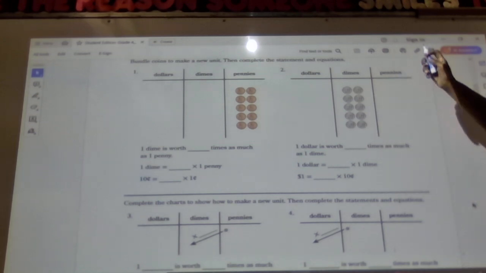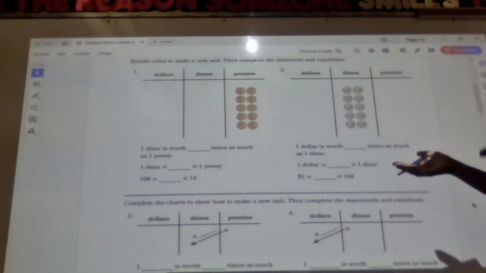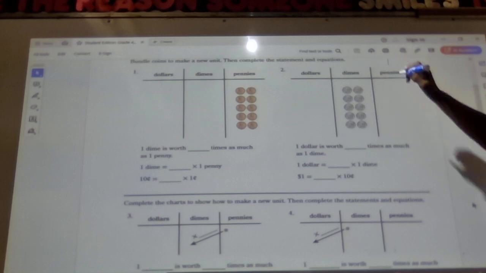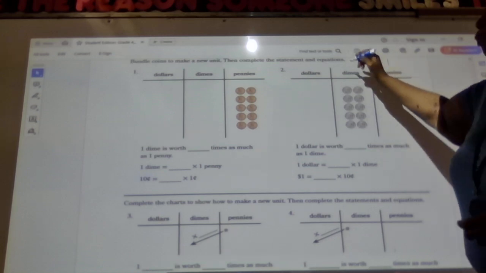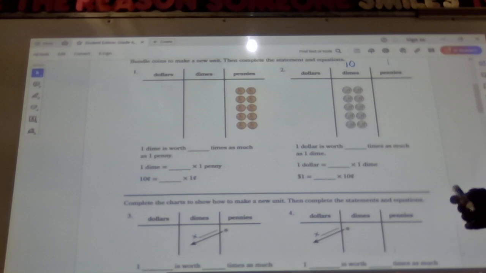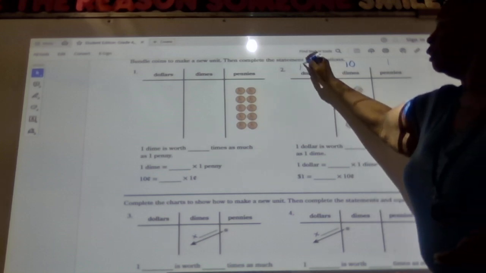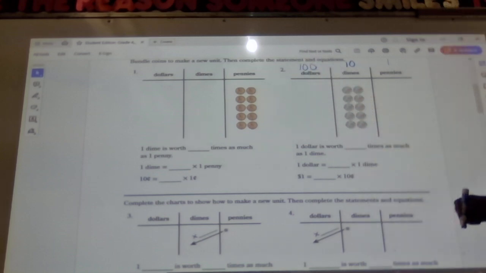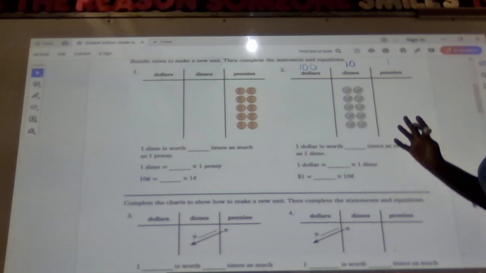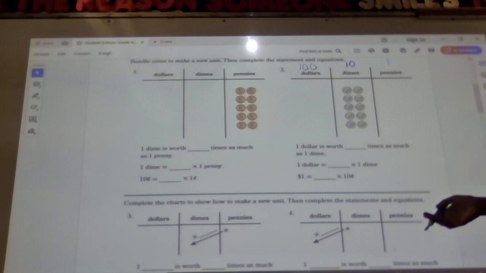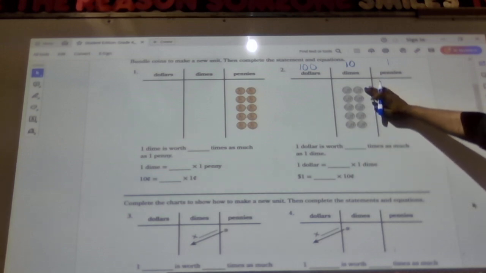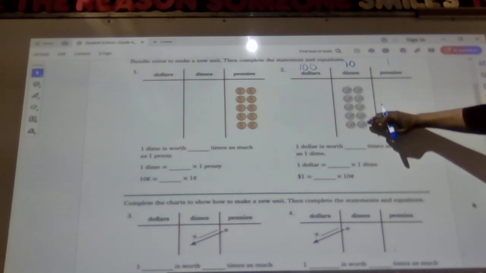And we made the correlation between a penny, which is worth 1 cent, a dime, which is worth 10 cents, and a dollar, which is 100. Okay? So we're using place value and money to show hand in hand how multiplicative comparison and place value involve one another and are similar. So here we have 10 dimes. We have 2, 4, 6, 8, 10 dimes.